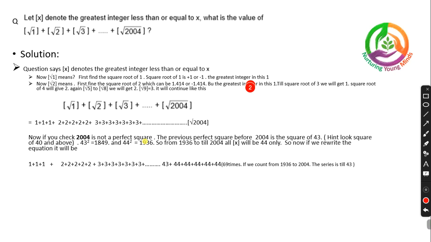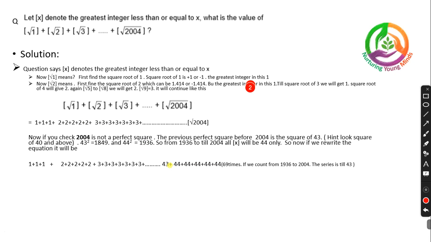If you calculate the numbers from 1936 to 2004, it will be 69 times. And this 44 is not there till the end, because if you take 45 square, it will be much more than 2004, correct? So all the numbers between 44 and 45 are not there, okay? So now what we will do is take the series till 43 and add 44, 69 times, to the sum of the series till 43. Then you will get the total sum of the series, correct?